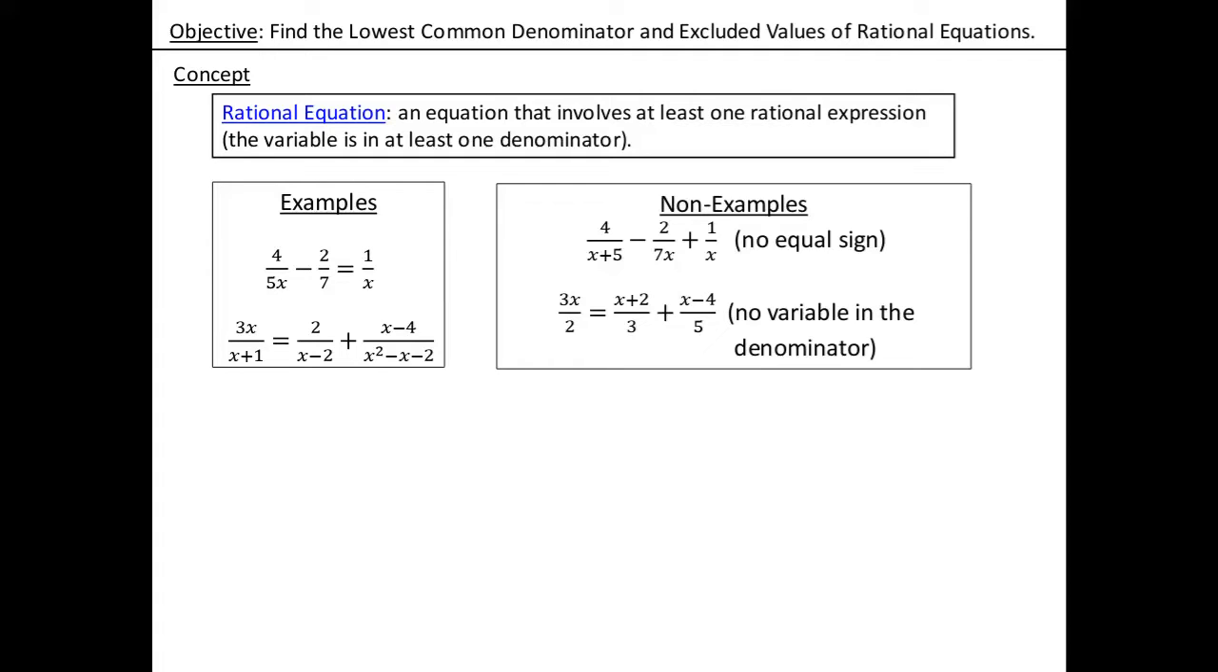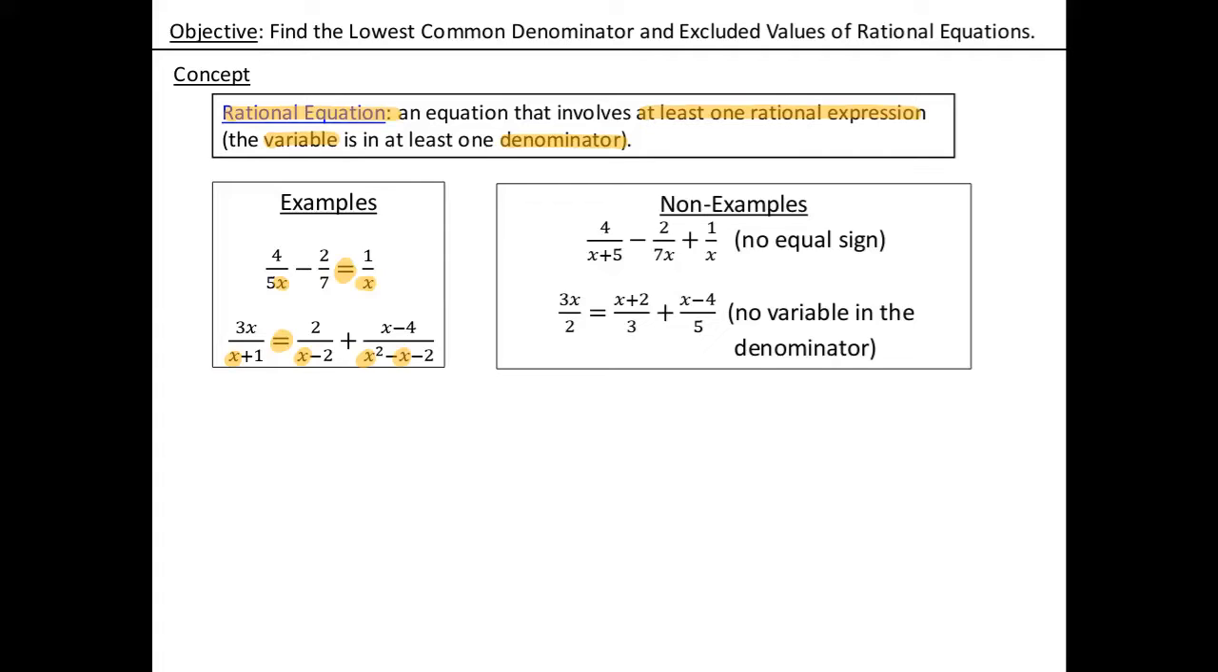So for the concept slide, we have here a rational equation is an equation that involves at least one rational expression, meaning that the variable is in the denominator. And in order to be an equation, there has to be an equal sign. So examples I can see, that one has an equal sign, and then I have variables in the denominator. The second one, I have an equal sign, and I have variables in the denominator. So those are rational equations.